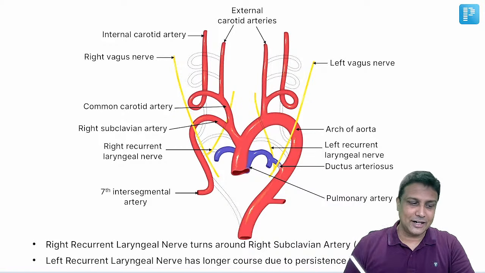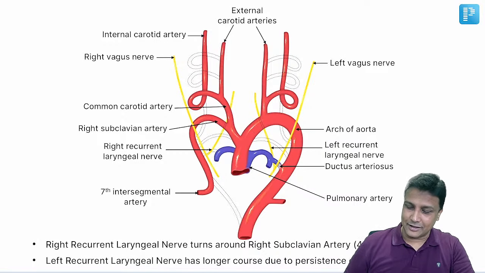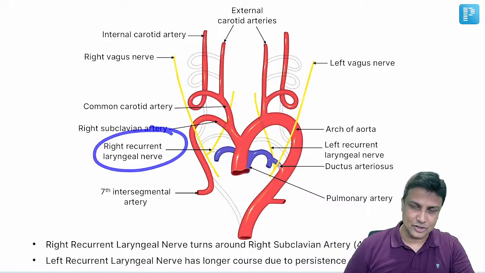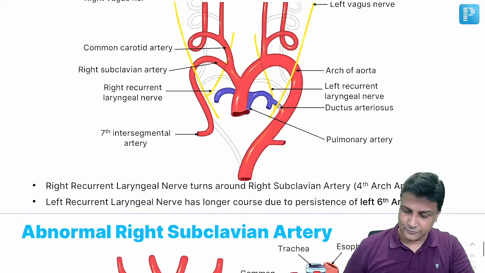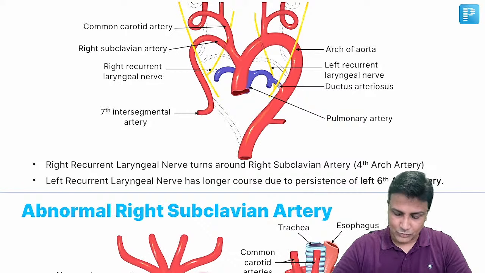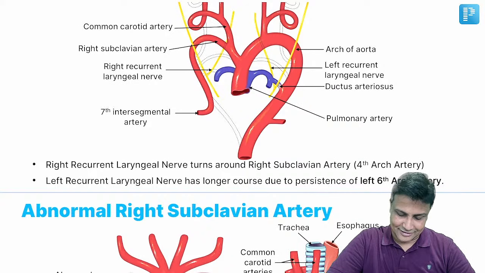Okay, so it is going to take a turn around the arch of aorta only. Therefore, on the left side, the left recurrent laryngeal nerve is longer when compared to the right recurrent laryngeal nerve. And why is it longer? Because of which arch? That is the left sixth arch artery. It has the longer course because of the left sixth arch artery.